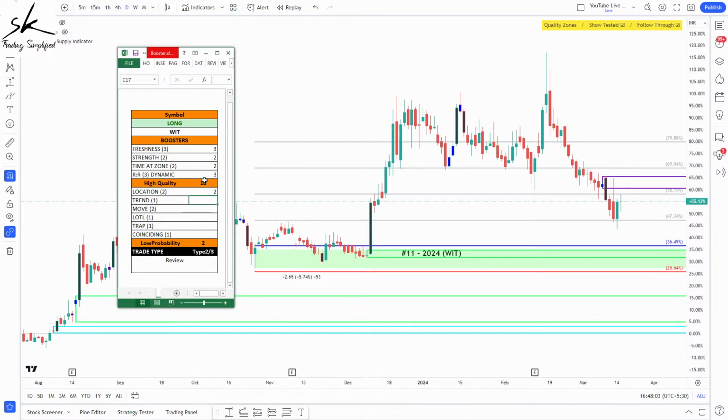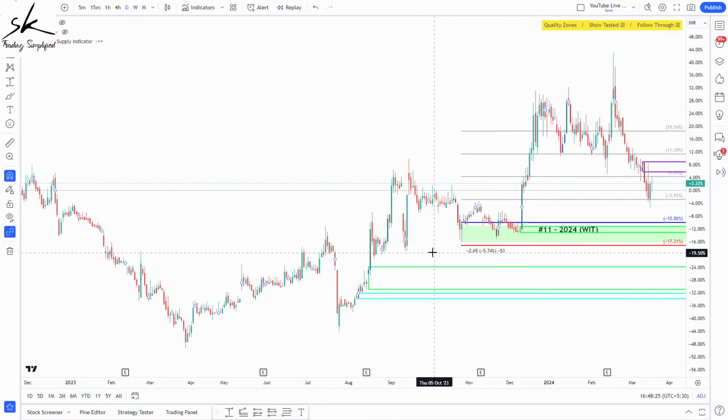Doesn't matter whether it is up, down, or sideways. All three of them will get a score of 1. Move from the zone, we need minimum 4:1, which has already happened. It is not a case of level on top of level, but definitely it was coinciding. And talking about trap, in a way it is irrelevant. Why? Because we already have a score of 6, which makes it a high probability trade setup. So whether we get 0 or we get 1, nothing changes, but this will be a score of 1.